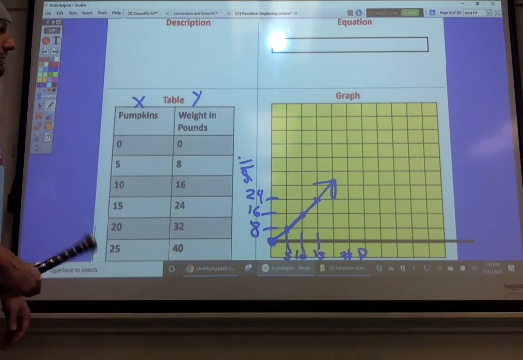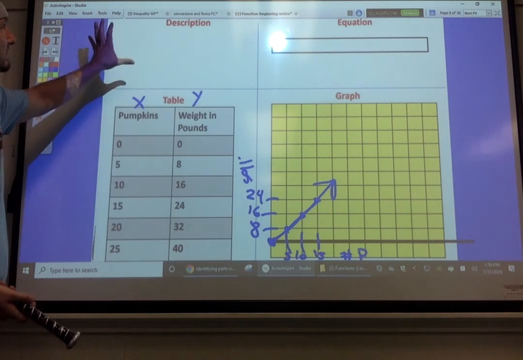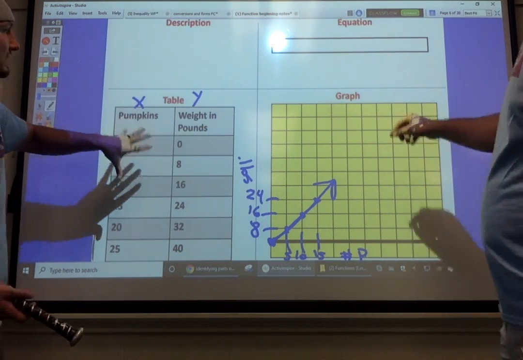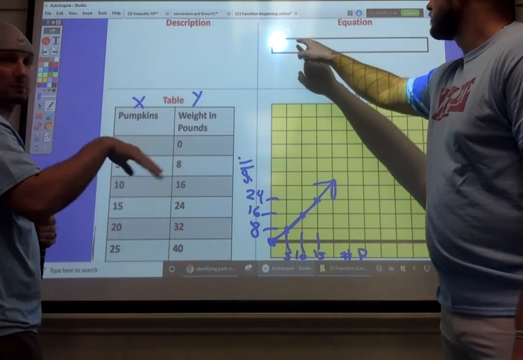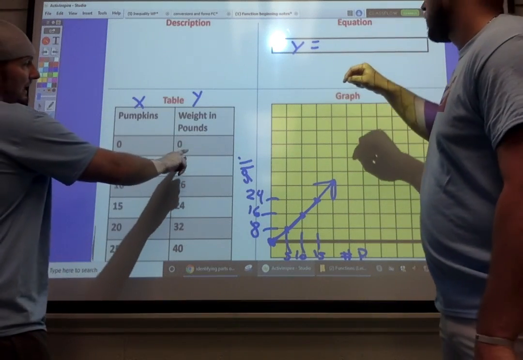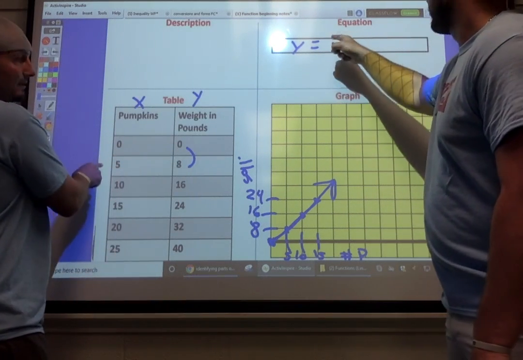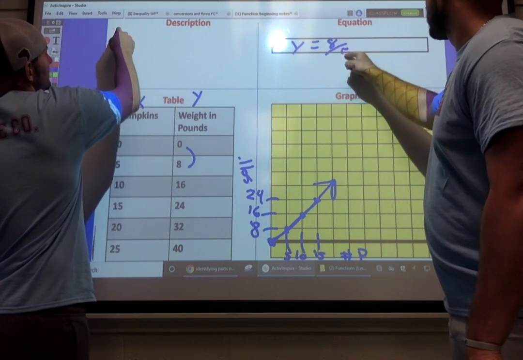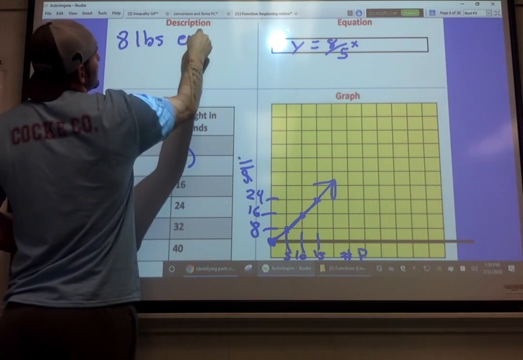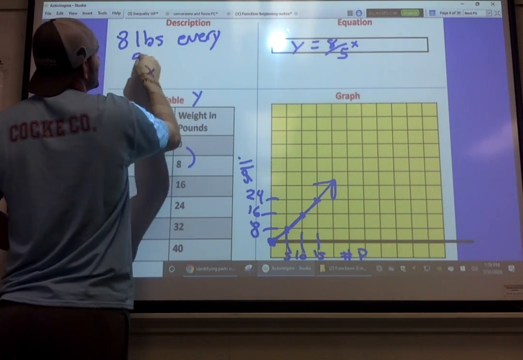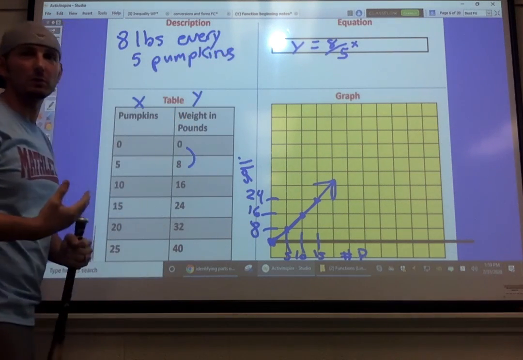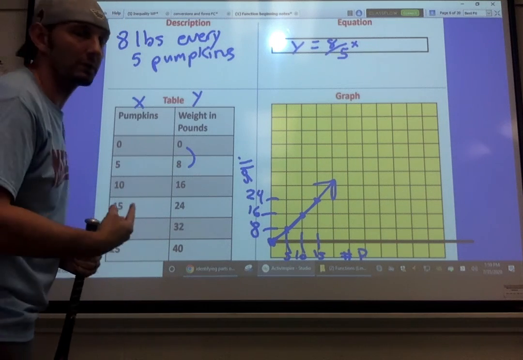So now, can we sum up what's going on? Well, we started with no pumpkins, no weight, so I don't have to worry about that. Mostly I want you to tell us the slope here. Coach Ramsey will go ahead and fill in that for us while I'm explaining this. We're going up 8 pounds every 5 pumpkins. But is that very useful? Not really. We normally want to know what it is for each one pumpkin.